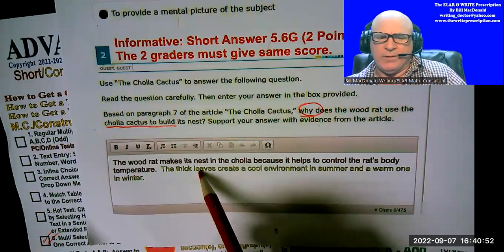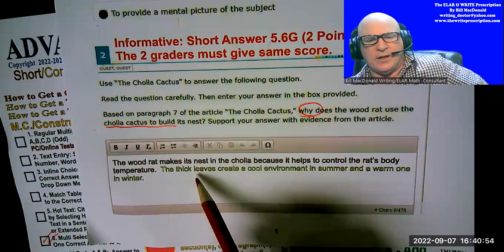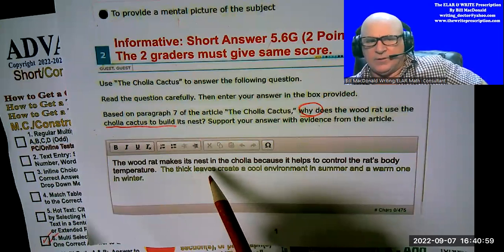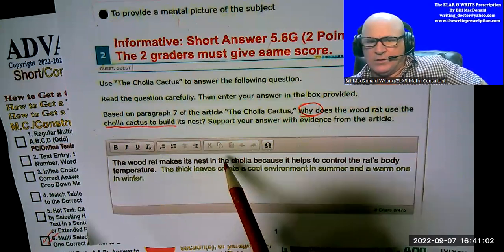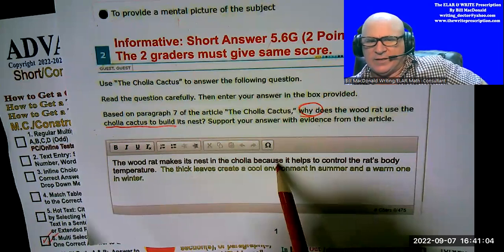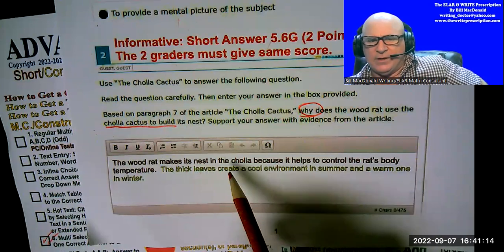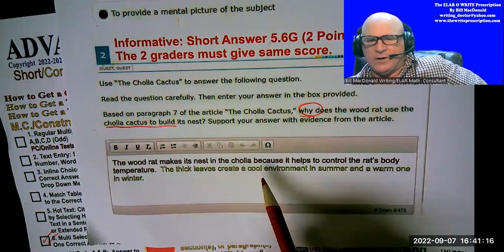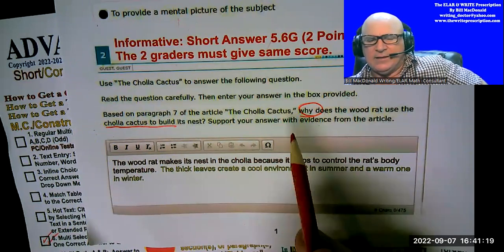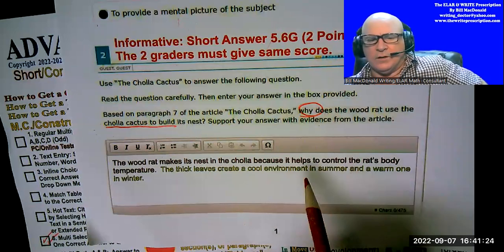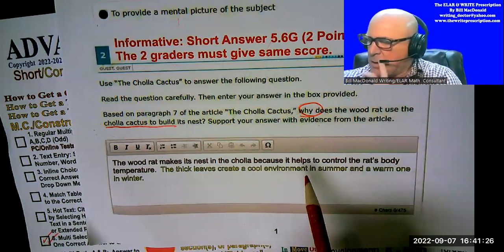We can relate to that by talking about how we live. And so there's the first point, the answer, and the second point, the evidence. And notice that they did not use quotation marks and they did not tell where they got the evidence from. It just says, give evidence from the article. And that is the evidence. They just didn't tell you the location, and they did not put it in quotation marks.